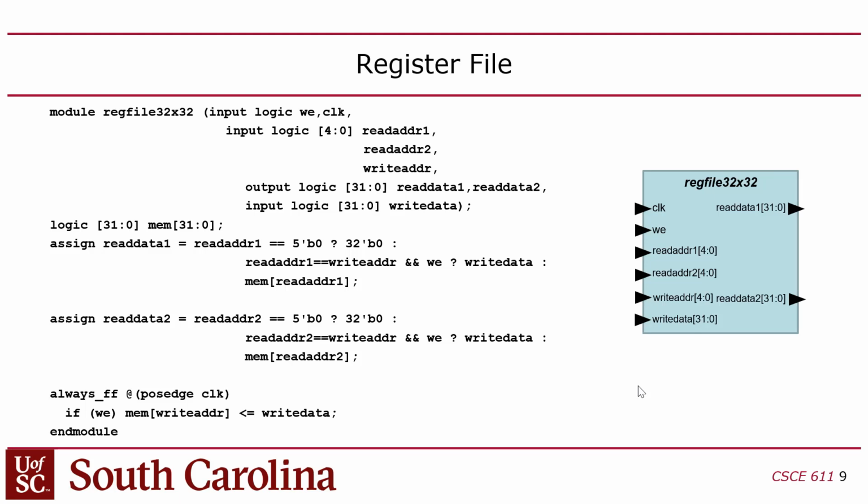Register 0 always holds 0, and if you read and write the same register at the same time, you're supposed to get the new value that you're writing, right? That's the register bypass. You guys, does that make sense?